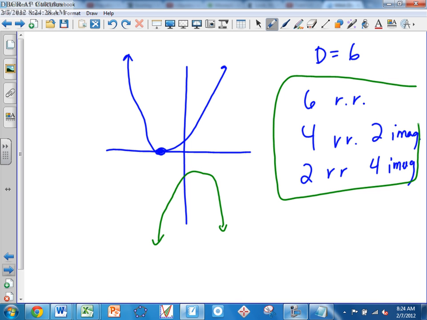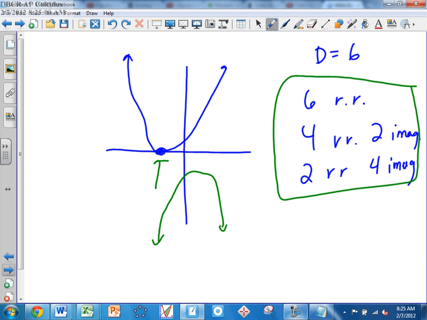Again, you have three options. If you understand this, it means you really get this concept. You could have six repeated, all of them being here, because tangent indicates you have an even amount of repeated. Or you could have four repeated. If you only have four repeated, where are the other two? They're imaginary. Or you could have two repeated, and the other four are imaginary. I can't have zero repeated, because it shows up on the graph, so clearly I have at least two repeated there. That is even. So we've done imaginary and we've done even.